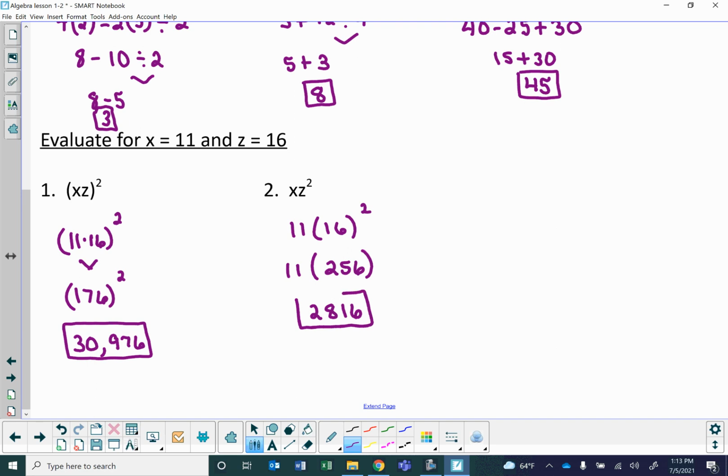Notice the difference in the answers. Just because of where that square ended up, whether that was x times z and then took that quantity and squared it, or we just took z and squared it and then multiplied it by 11.